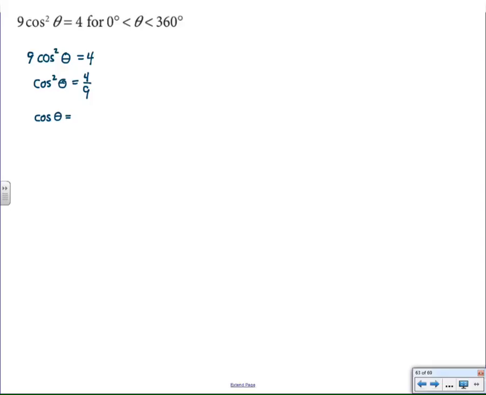Divide by 9, take the square root of both sides. Caveat here, remember that positive and negative numbers squared both yield a positive result, so we have to consider both possibilities. Then we end up with two conclusions. Theta is either the arc cosine of 2/3 or the arc cosine of negative 2/3.